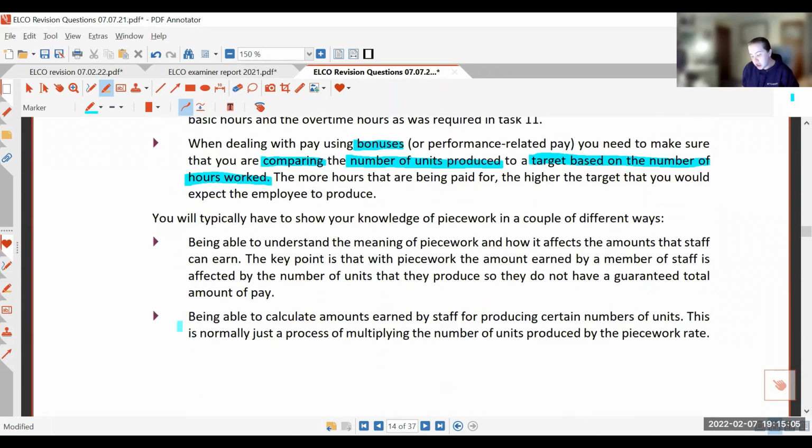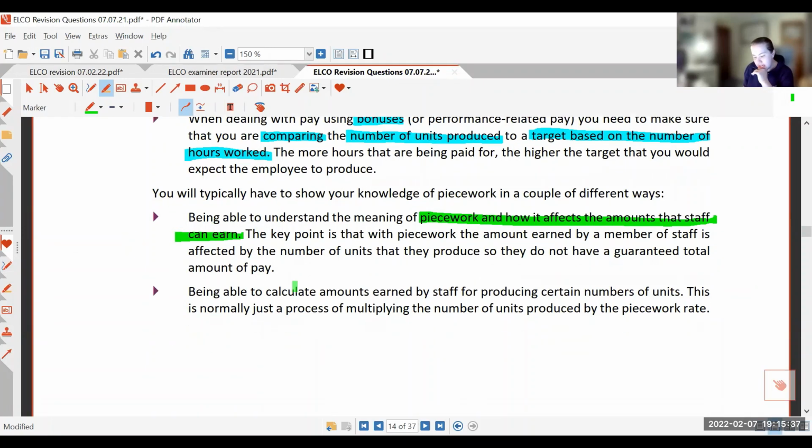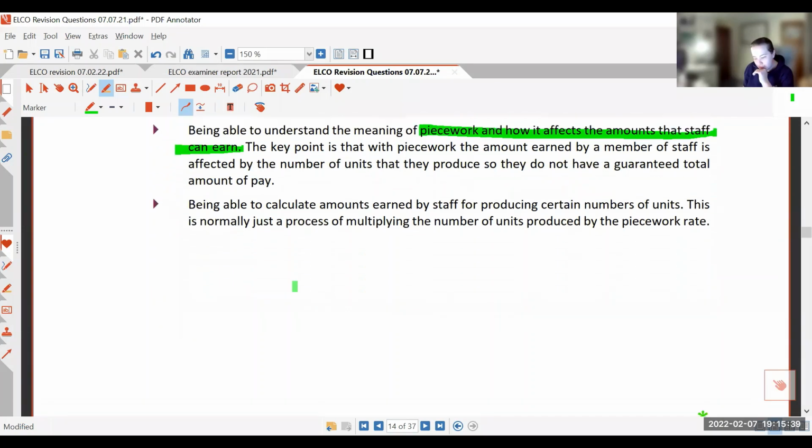You will need to show your knowledge in a particular knowledge task, as I was saying, about how piecework is different from time rate, and how it affects what you might earn. With piecework, the slower you are, the less you're going to get. Whereas with time rate, it doesn't matter how slow or quick you are, although you might get a bonus if you're very, very quick. So I think that gives you a good idea of what is involved.